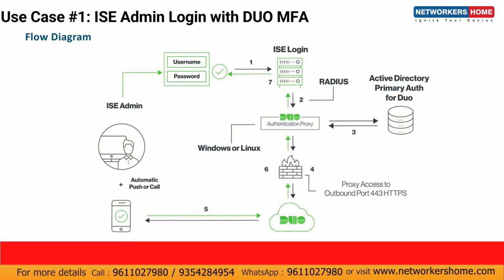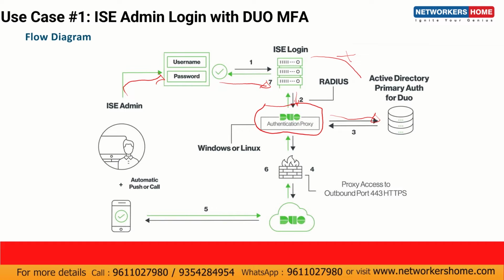But in this case, there is a new component involved here, which is known as Duo Authentication Proxy. So now let's have a look at what exactly this authentication proxy does. In this use case, the ISE admin provides the username and password into the box itself. Now, instead of ISE being integrated with Active Directory directly, in step 2 we integrate ISE with the Duo Authentication Proxy, and the Duo Authentication Proxy is in turn integrated with the Active Directory for the primary authentication, which is also known as the first factor of authentication.